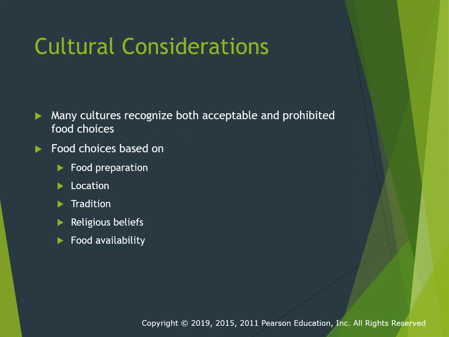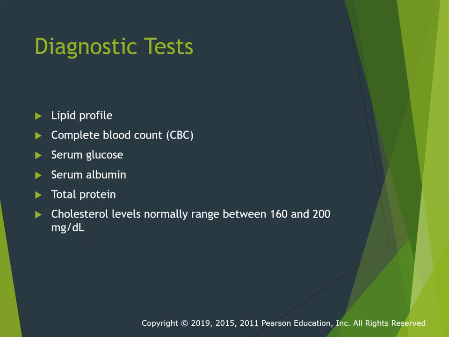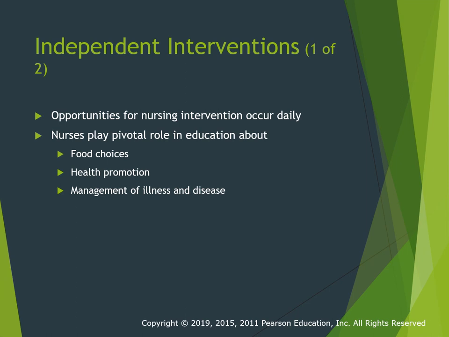Many cultures recognize both acceptable and prohibitive food choices. When you're dealing with culture, it lists some of the cultures here. Some cultures don't like slaughtered meat or butchered meat, or it has to be cooked a certain way. So you need to know what their cultural preferences are. Diagnostic tests: we're looking at the lipid profile, CBC, glucose levels, your albumin, which is indicative of your liver, and your protein, and of course, cholesterol. And you need to know this: 160 to 200 is considered a good cholesterol range.